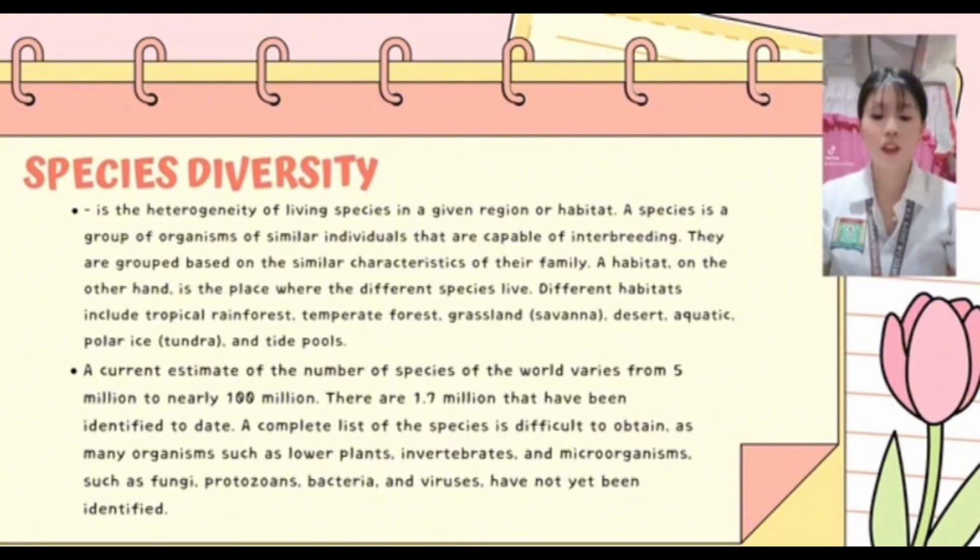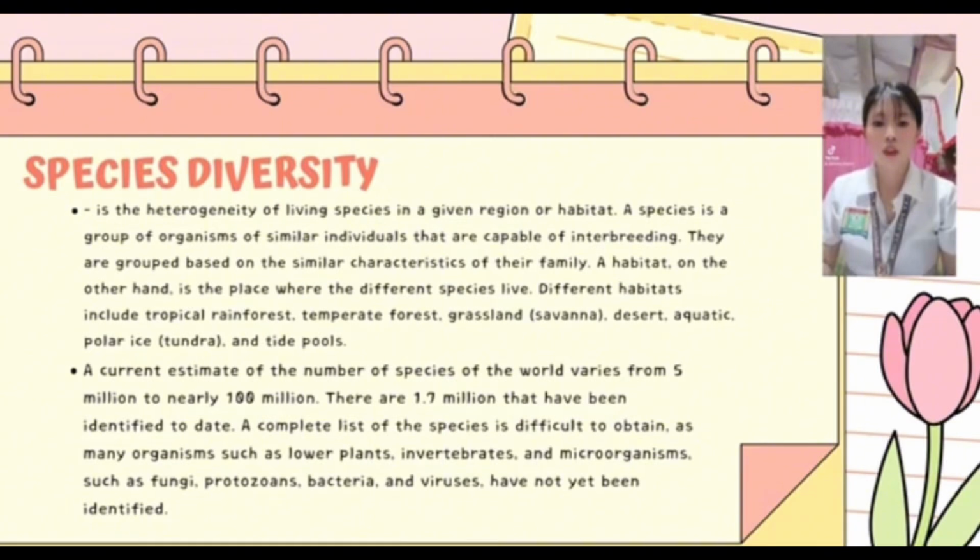So, species diversity is heterogeneity. When we say heterogeneity, there are species that live in the same place and in the same region, but there are different types of species. They are not all the same; they are of different kinds and types. When we say species, it is also an organism that lives in this place, and they have the ability to spread and to interbreed.